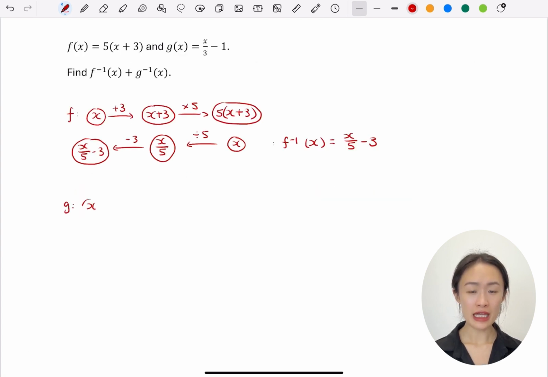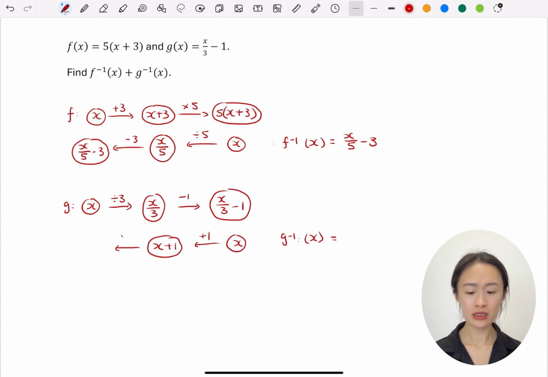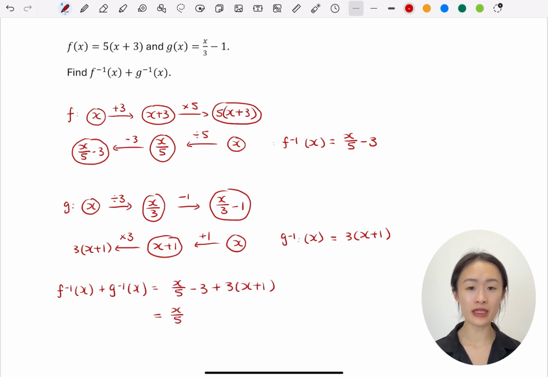g takes x, divided by 3 gives us x over 3. Subtract 1: x over 3, take away 1. So the g inverse takes x plus 1, and times by 3. So that gives us 3x plus 3. Okay, so now we need to find the sum of these two inverse functions. So what we need to do is simply add them together and simplify the expression. And in the end, we have 14 over 5x as our final answer.